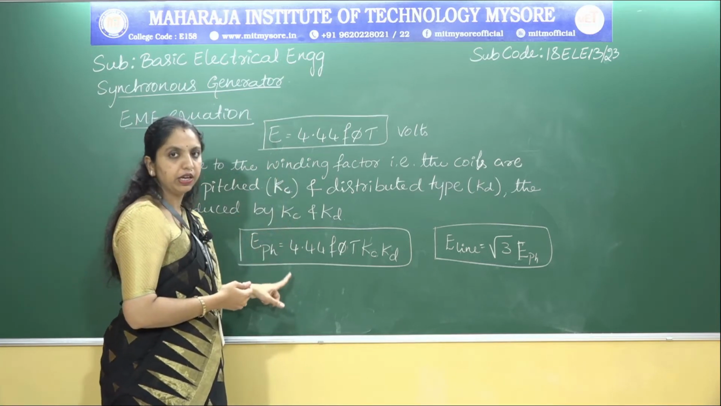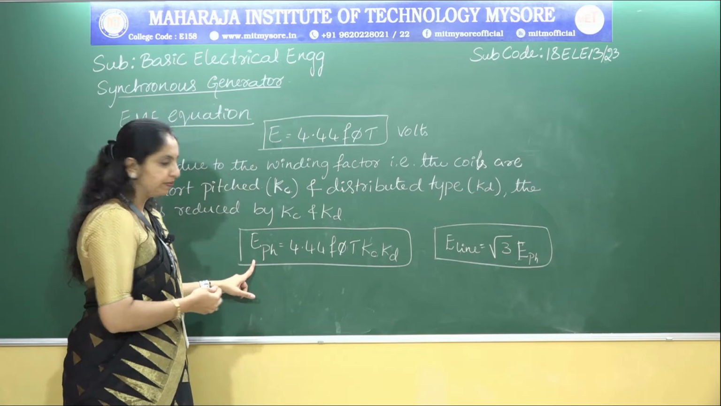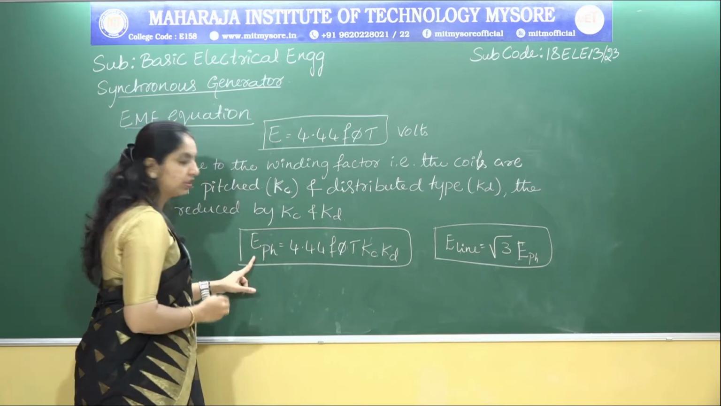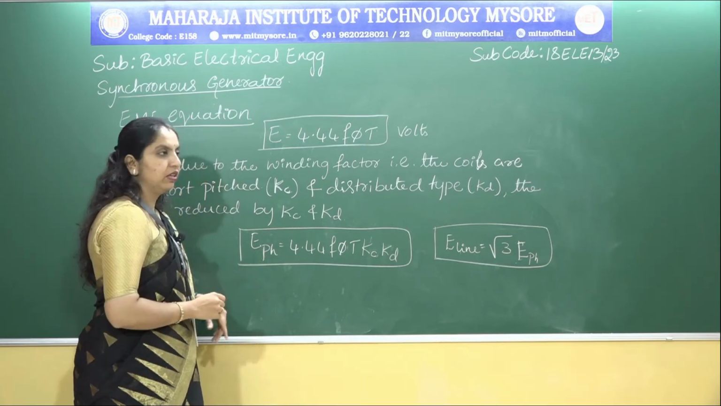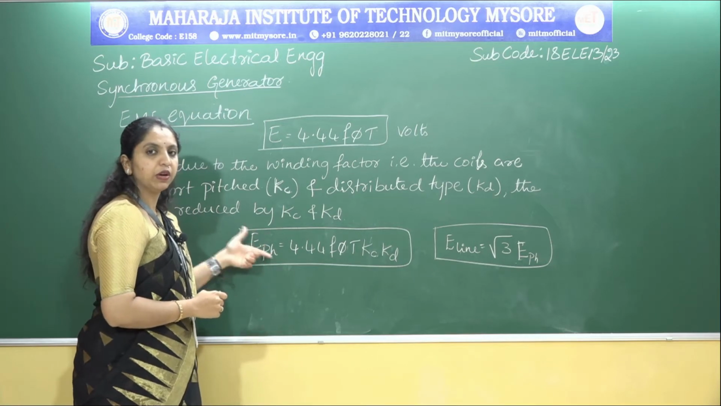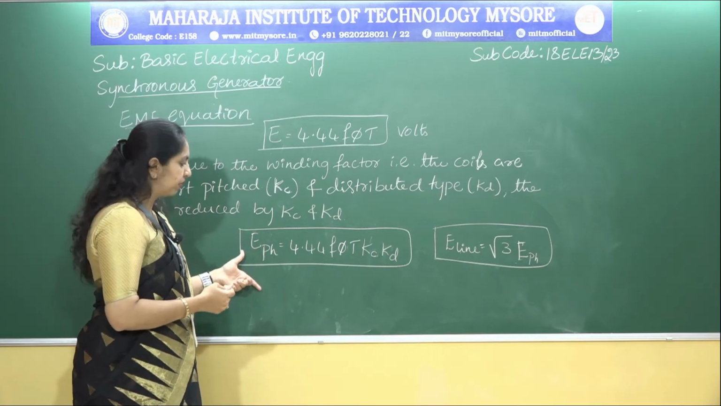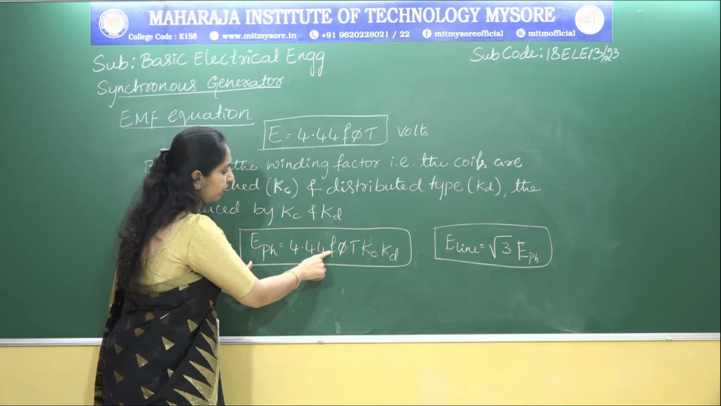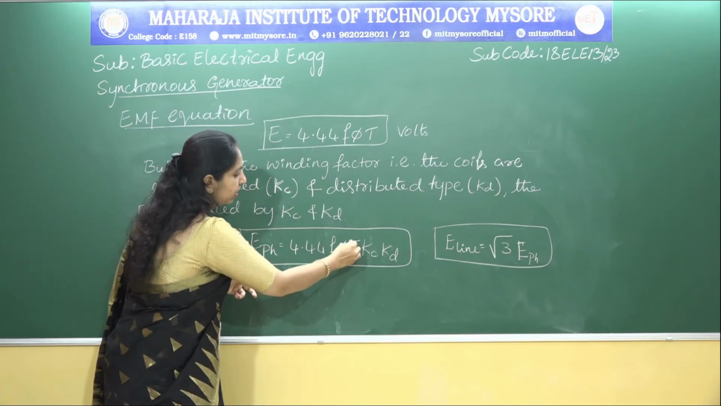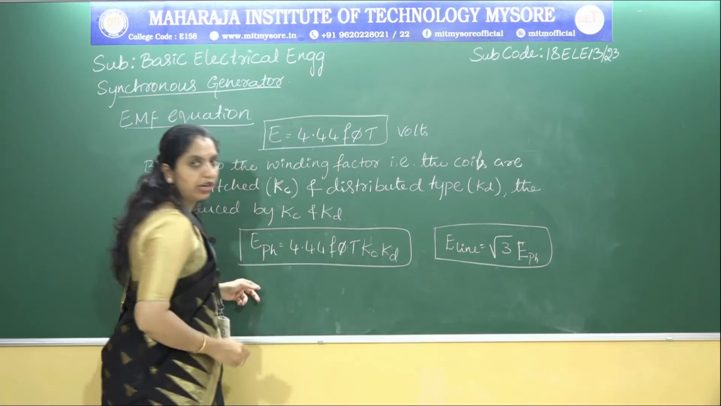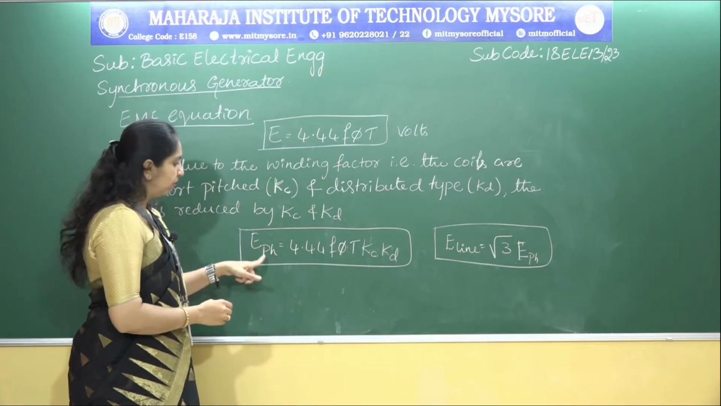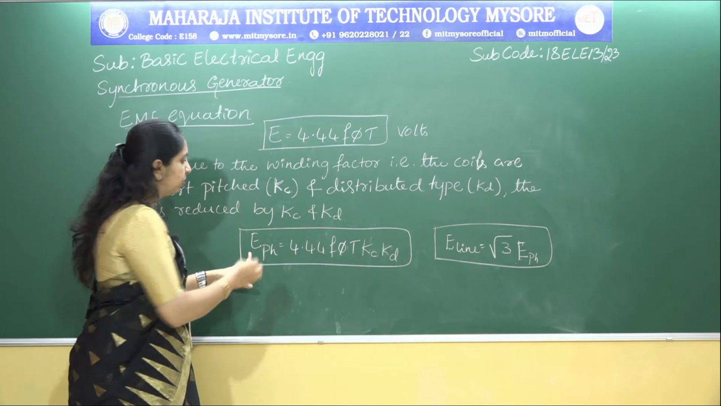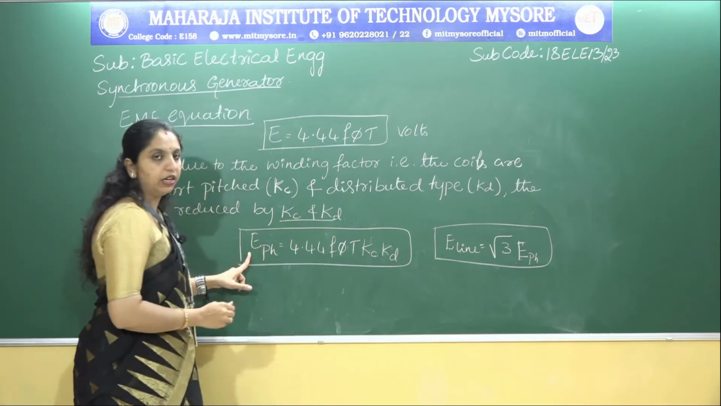Finally the equation can be expressed as Eph. Why is it ph? This is per phase. So here we have derived the RMS value of the induced EMF per phase. Eph is equal to 4.44FφT into Kc into Kd, because the total EMF, that is total E, will be reduced by this Kc and Kd.